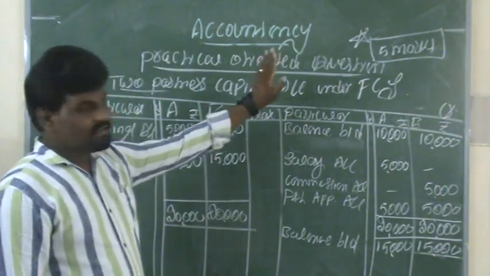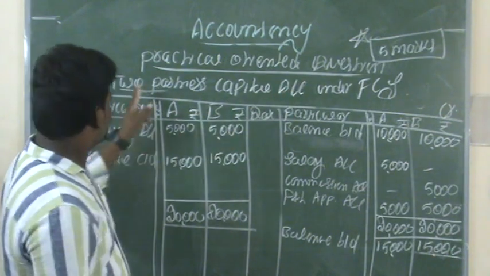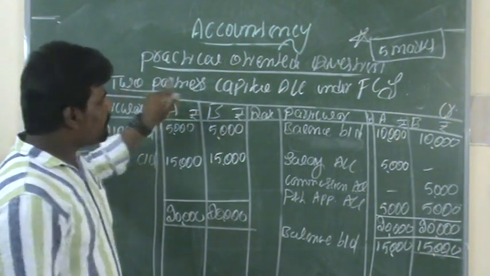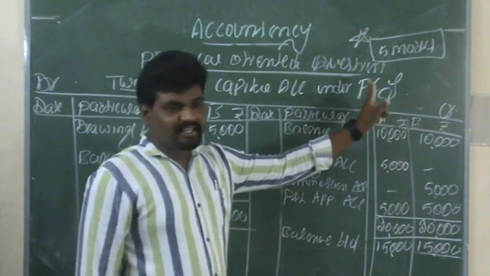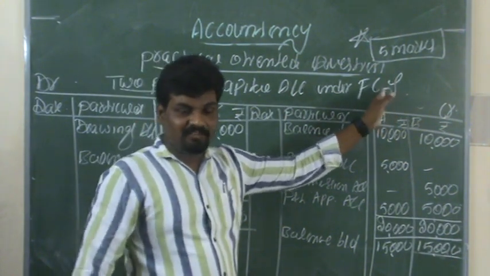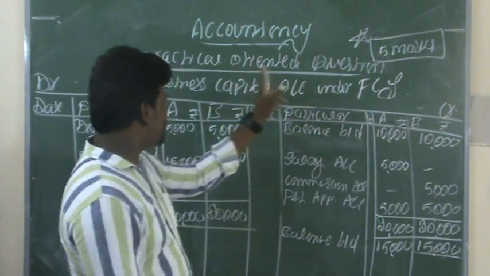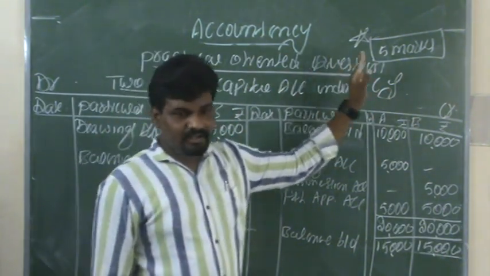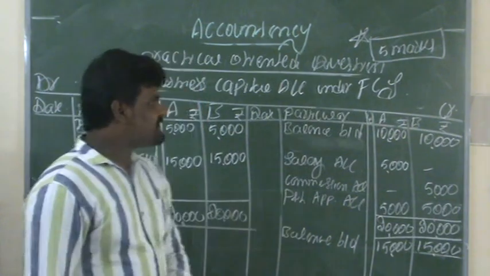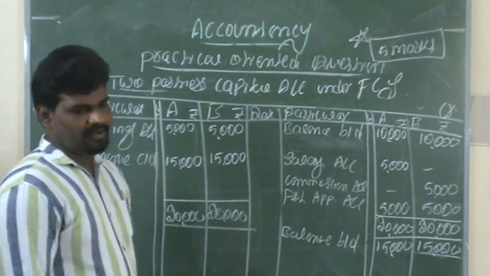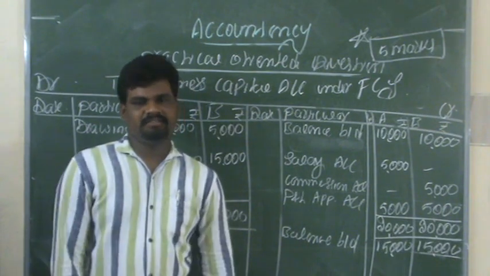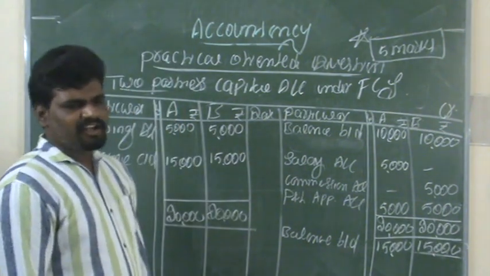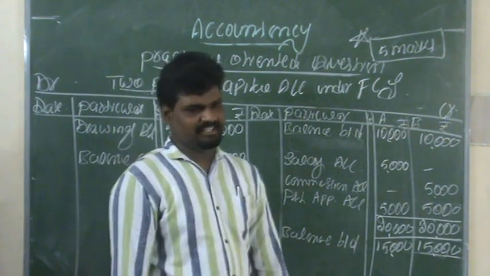So here the next question is: prepare 2 partners' capital account under the fluctuating capital system. This is the next question under the practical oriented questions. So when we are preparing partners' capital account, what are the necessary transactions we need to record? This we already discussed in the previous session.